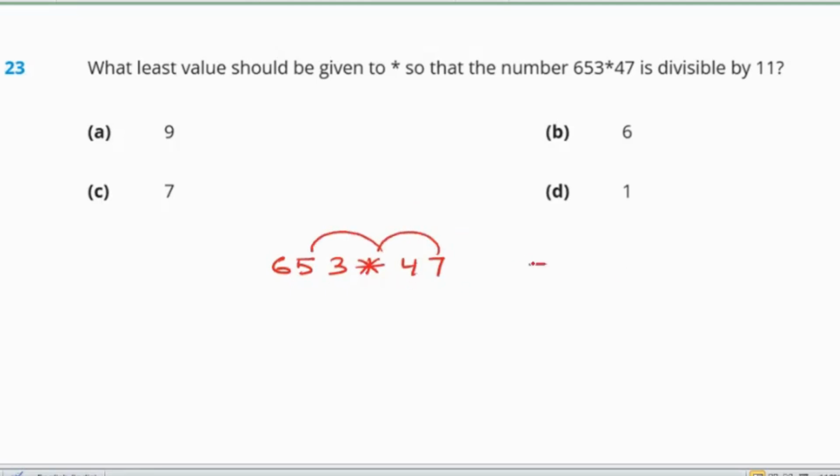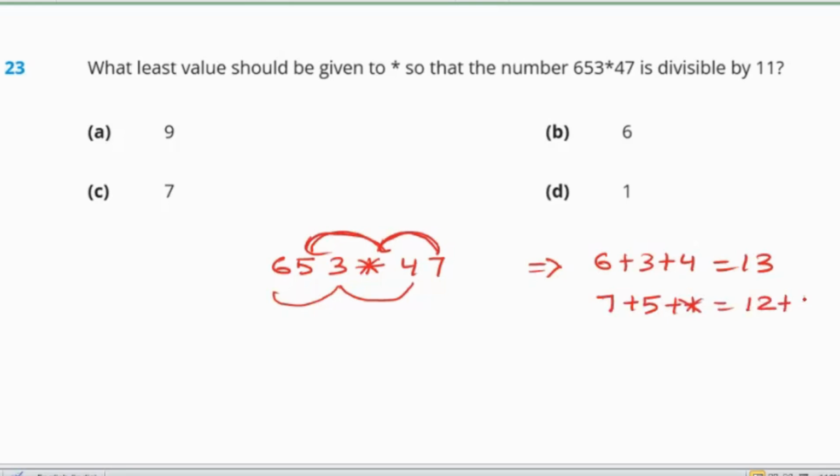So if we are talking about the alternate digits over here, we are getting this. In the second pair all the digits are here, so let's add them together. So 6 plus 3 plus 4, we are getting 13. Correct? And when we add this one, here we are getting 7 plus 5 plus the asterisk sign. 7 plus 5 is 12.